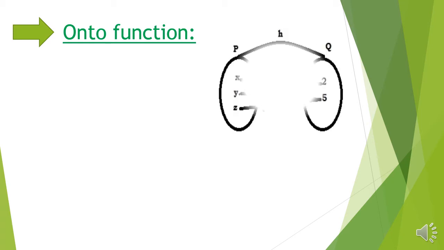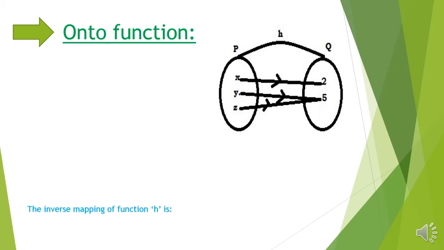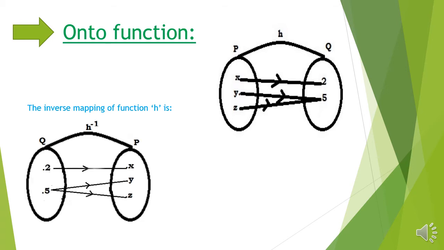Let's see a mapping diagram. This is a perfect onto function mapping diagram. It is onto function because none of the elements in the set Q is unmapped, isn't it? Let's see the inverse mapping of this function. I'm not saying inverse mapping is a function. We are going to check whether the inverse mapping is a function or not. So we are just going to say inverse mapping only. Let's see the inverse mapping. H inverse, it's just an inverse mapping where the domain is 2, 5, and these are the range.